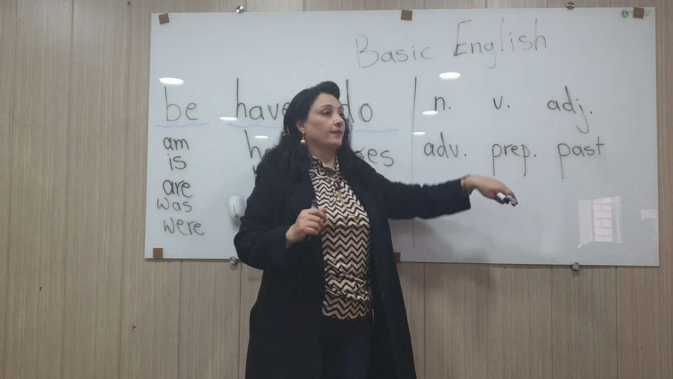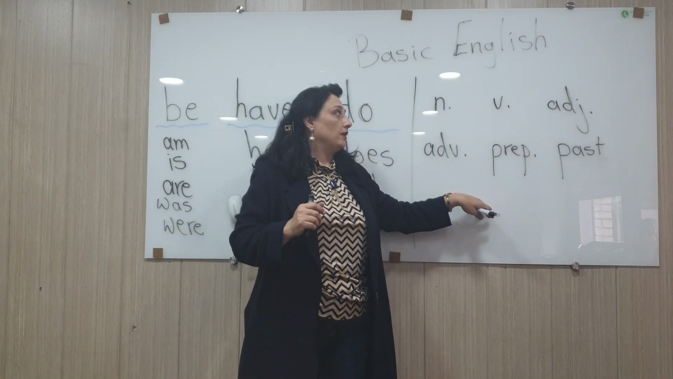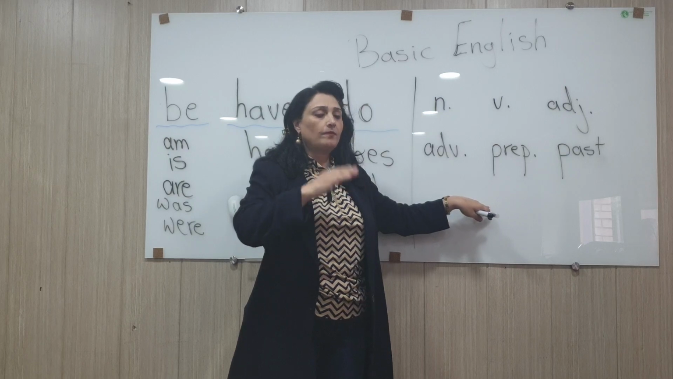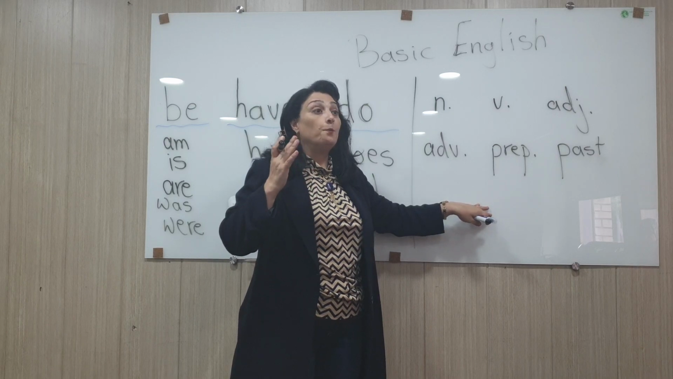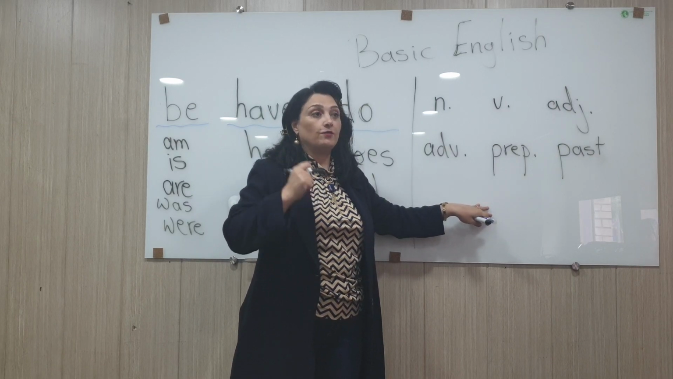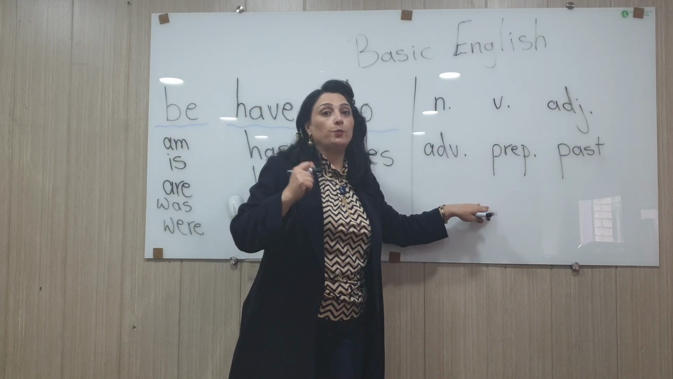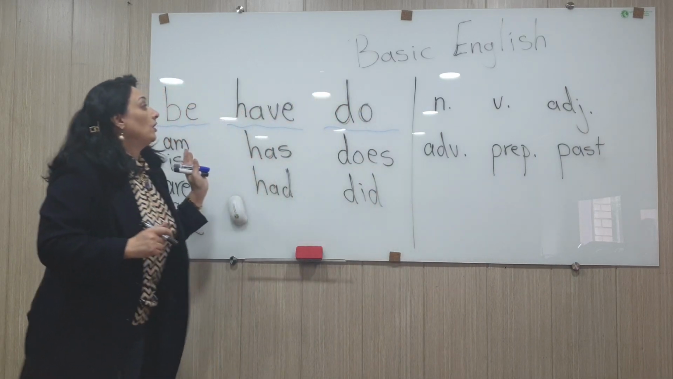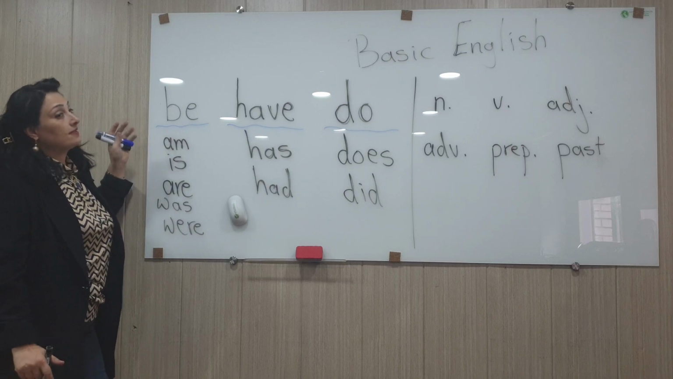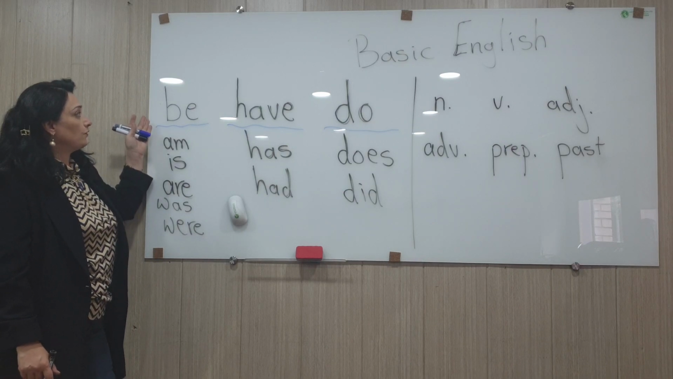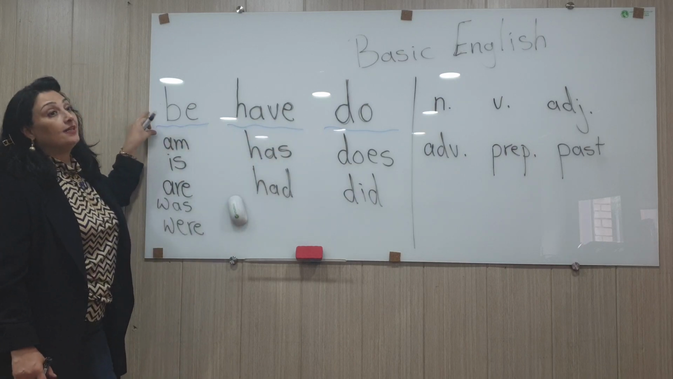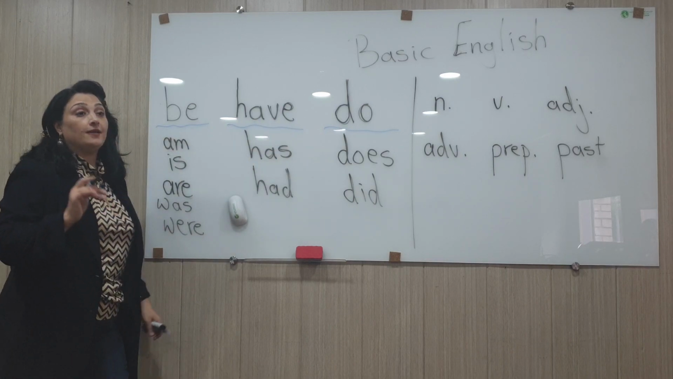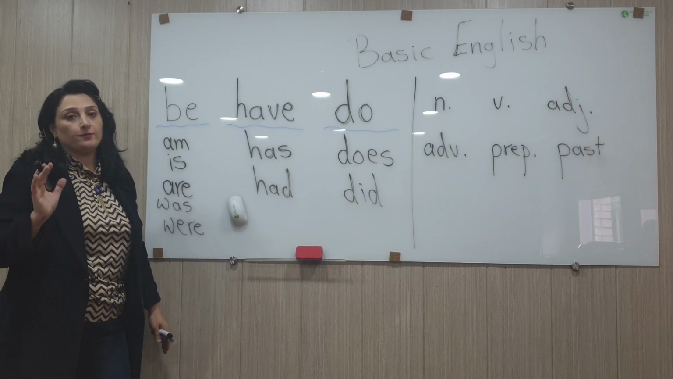This is a summary about the parts of speech, and we have to take control of this basic English. These are very, very crucial and important. Now, we come to these three main verbs: verb to be, have, and do. These are the three main verbs.